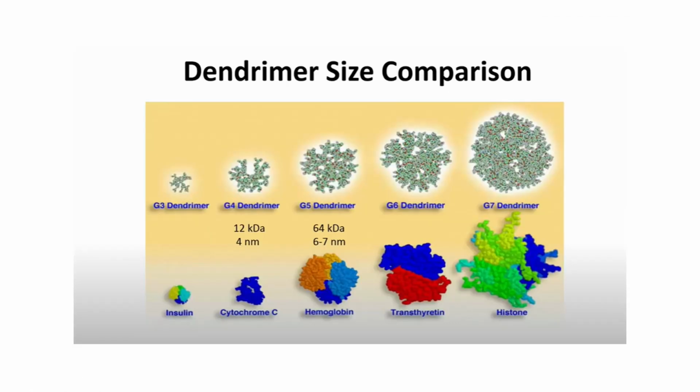If you compare the size, this is how dendrimers look. They are defined by their generation number. Generation meaning what? You have this core, then the first branching out will be known as the G1 generation, then G2, G3, and so on. This is how you can increase the size of the dendrimer, and that's where your drug will be encapsulated.